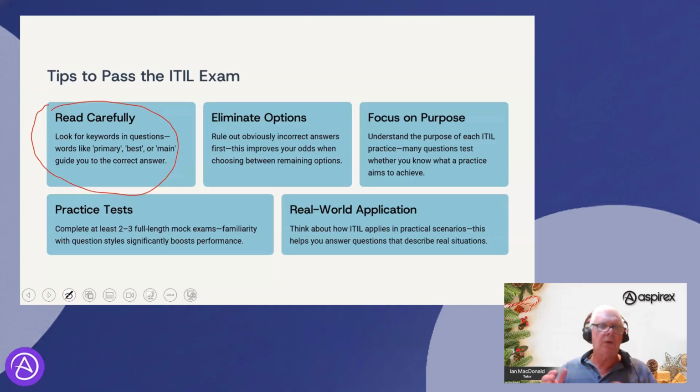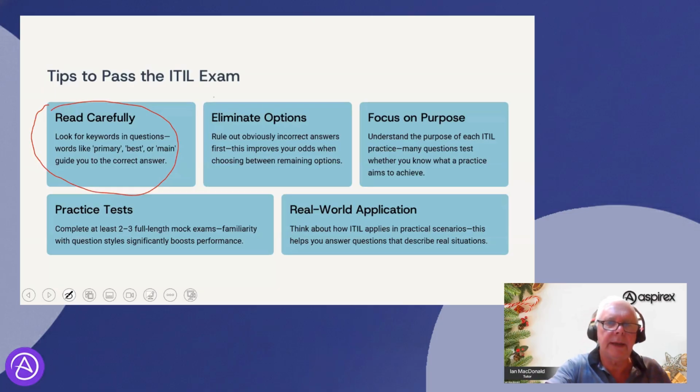And look for, or be careful of, things like which are the primary, best, or main, because that might suggest three answers could also be right, but only one is the strongest. So always look for the strongest answer. When you see what is the primary, what is the best solution, which is the main way to address, there may be some options in there that actually aren't wrong, but a little bit lightweight. So always look for the strongest answer.